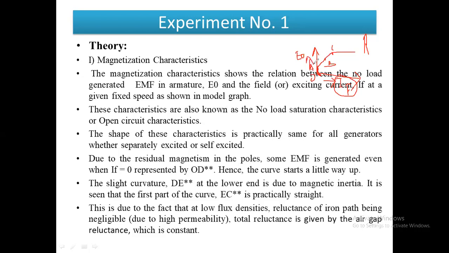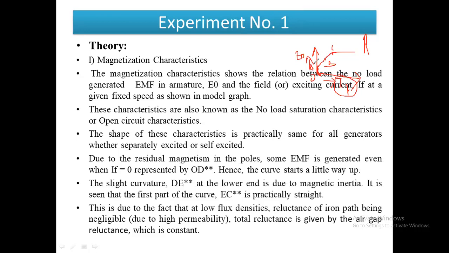The curve shown from A to B, this line shows the linear relation between the field current and induced EMF. Induced EMF आणि field current ची linear relationship. Okay, so in that situation, there is a reluctance of the iron core.